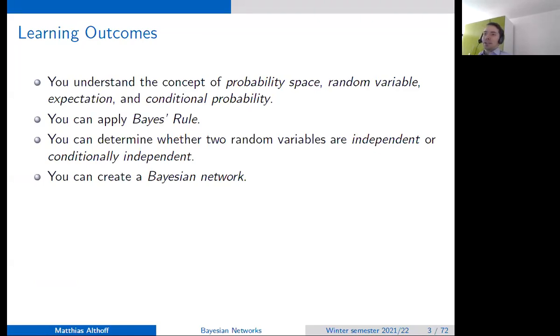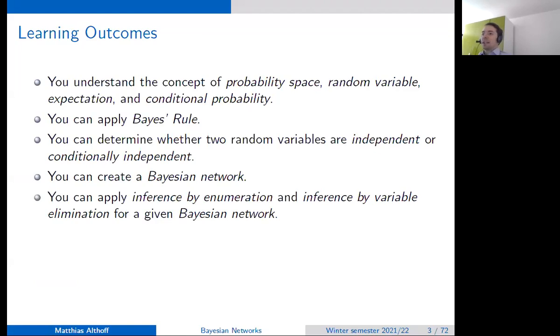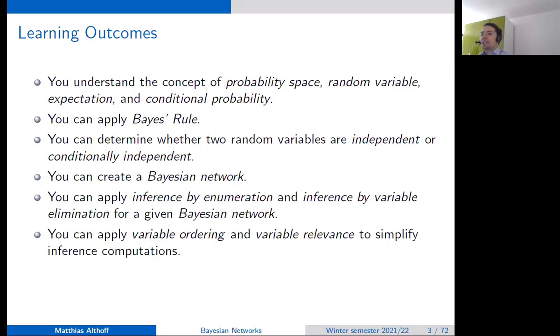And based on conditionally independent variables, we can then create a Bayesian network, and you can apply inference by enumeration and inference by variable elimination for a given Bayesian network. And since this is computationally expensive, there are two tricks. So one is to apply variable ordering and variable relevance to simplify inference computations. Similarly to constraint satisfaction problems, we can also save a lot of computation time by choosing the right order of how we evaluate certain variables.